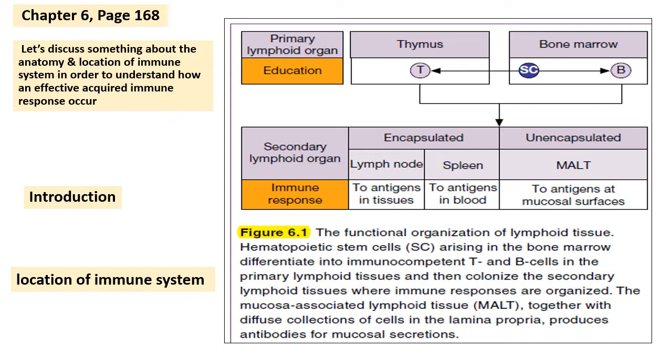Now, in this figure, you can see the hematopoietic stem cells arising in the bone marrow differentiate into immunocompetent T and B cells in the primary lymphoid tissue. Then these cells colonize the secondary lymphoid tissues where the immune response occurs. The mucosa-associated lymphoid tissue, together with diffuse collections of cells in the lamina propria, produces antibody for mucosal secretions.